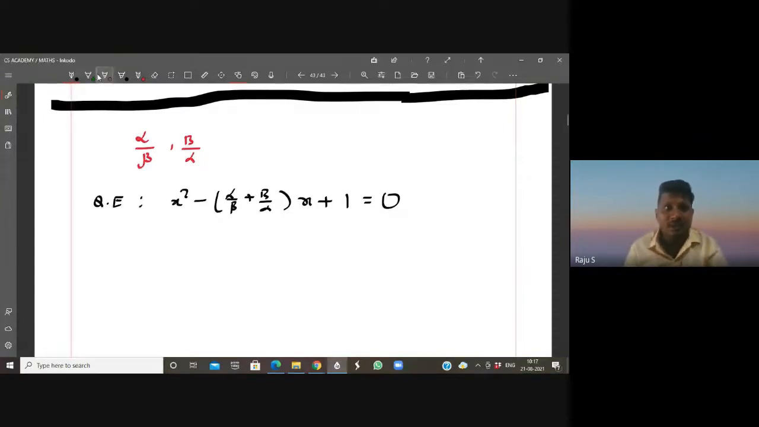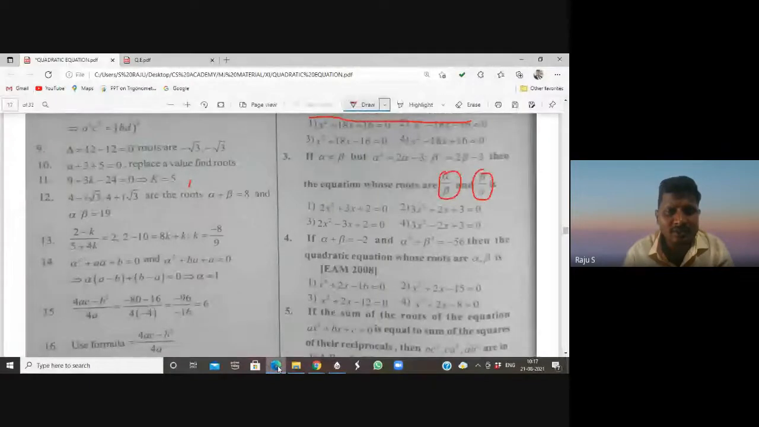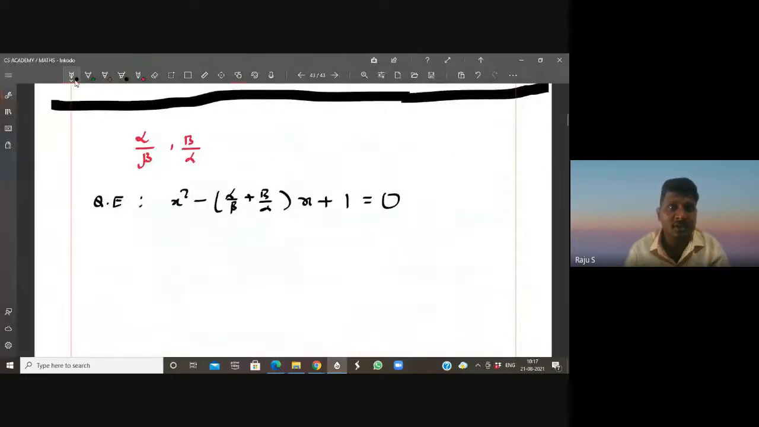For that, have they given any quadratic equation here? No. Alpha beta are the roots, but both alpha beta are satisfying the equation. Here alpha square is equal to 2 alpha minus 3. So when I take the left side, alpha square minus 2 alpha plus 3 is equal to 0. And beta square minus 2 beta plus 3 is equal to 0, right? Because the roots always satisfy the quadratic equation.